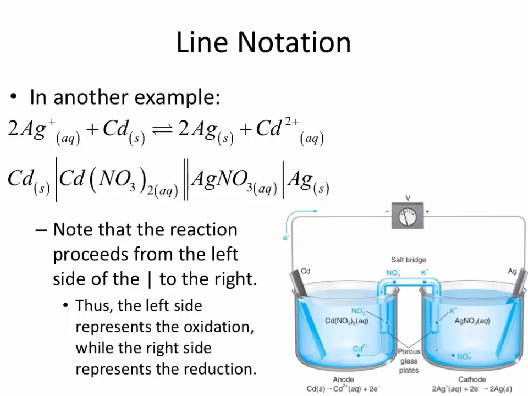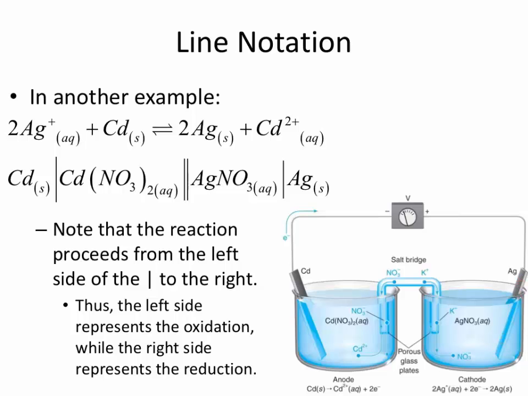But it doesn't really matter what the identities of those charge carriers are. It doesn't matter that we have potassium ions and nitrate ions, so long as they don't react with any of the other species around. And so we have our salt bridge, and then we have our silver nitrate in solution. That's our aqueous phase here in the beaker. And another phase boundary, and then our silver solid, and that's our silver electrode here.